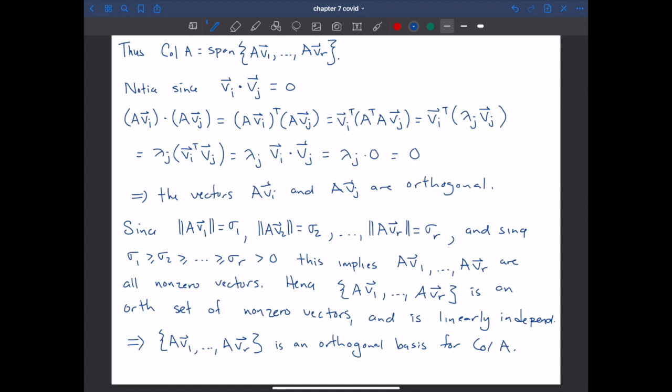Now the second part of the theorem was concluding what the rank of the matrix is. But remember, the rank of a matrix is just equal to the dimension of the column space of the matrix. And the dimension of the column space is just equal to the number of vectors you have in a basis for the column space. So since we proved that this is a basis for the column space, and since there's r vectors in there, our rank has to be equal to r.